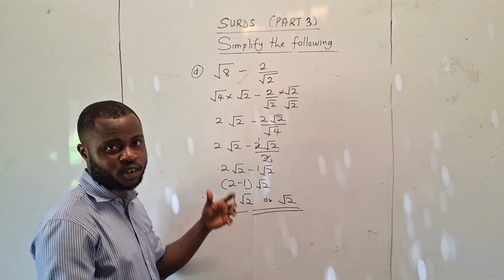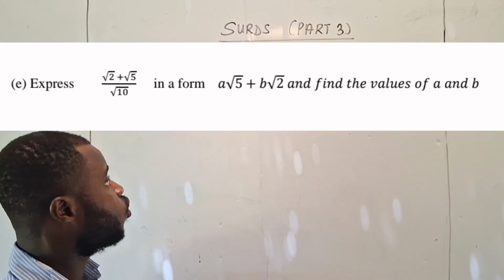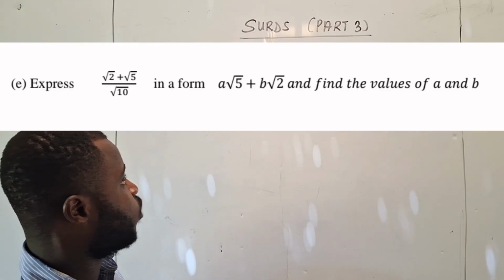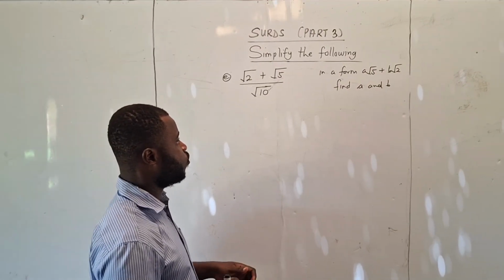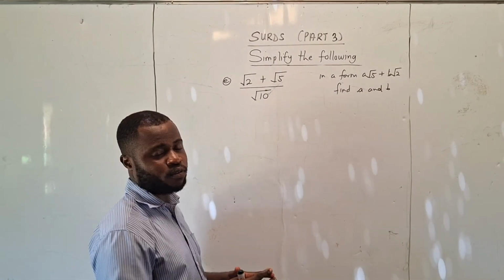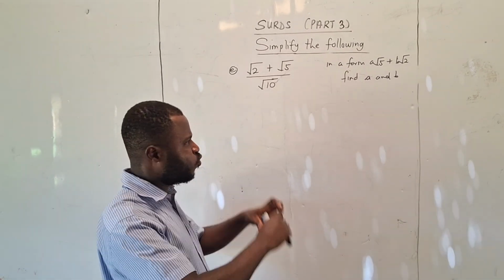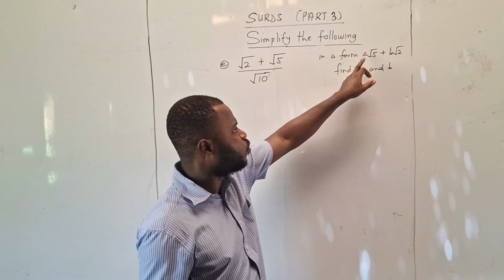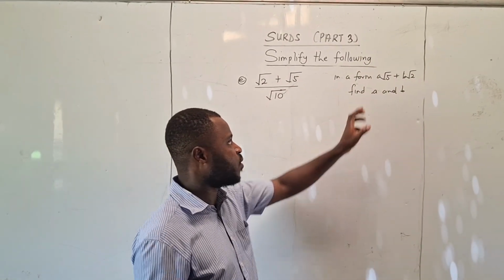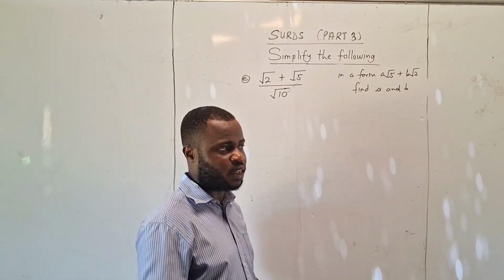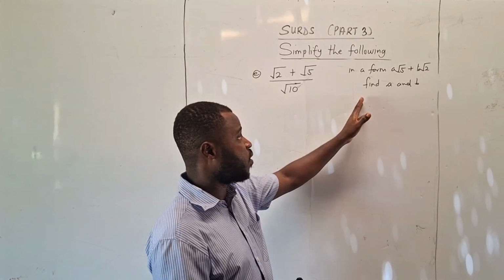So let's take the last question under this part. In this question, we have to express root 2 plus root 5 all over root 10 in the form of a root 5 plus b root 2. I've always been telling you that there's a clue to this question. Meaning you have to get a number root 5 plus a number root 2. When you are solving and you are not arriving at something like this, you should understand that we are not doing the right thing, so you have to recheck what we are doing. And after that, you find the values of a and b.